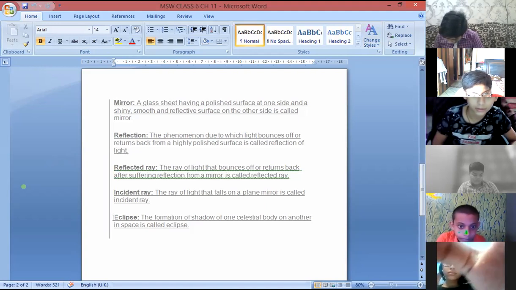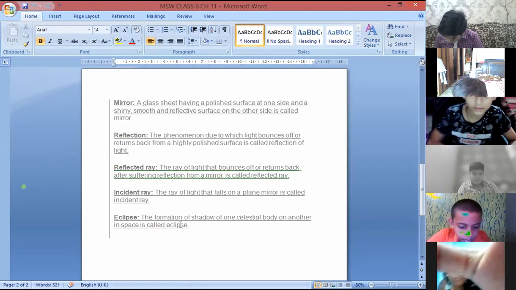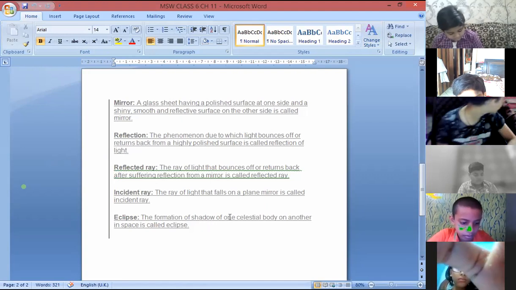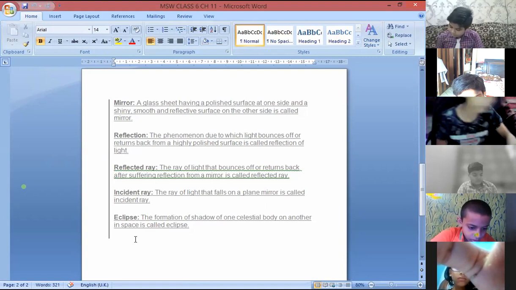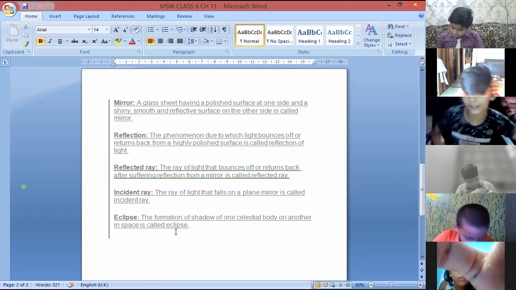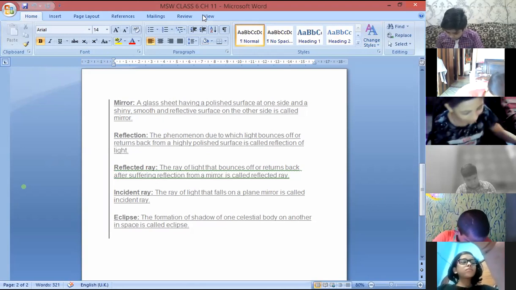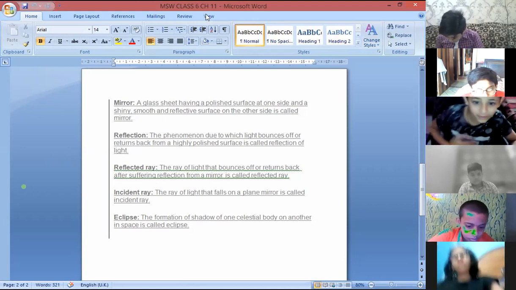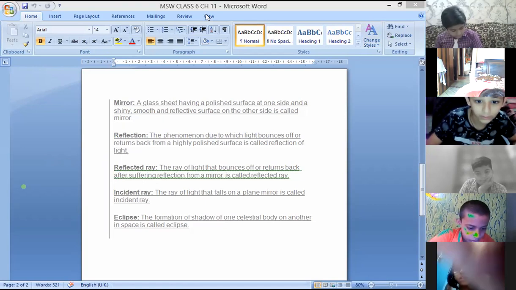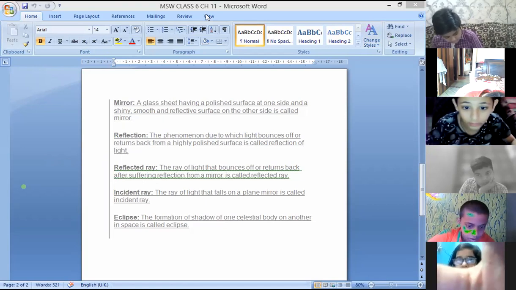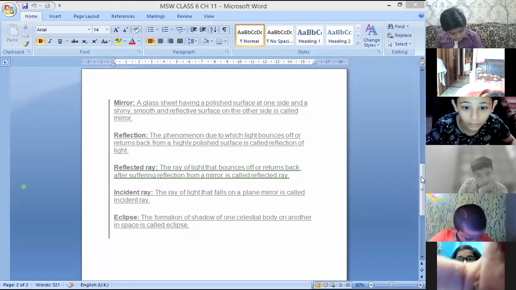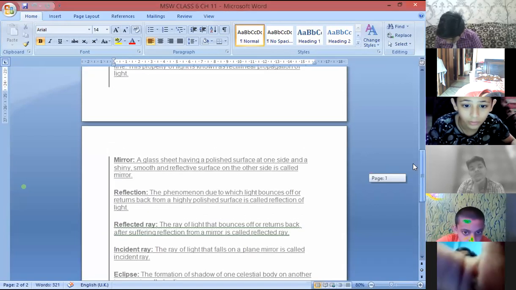Next word is eclipse. It's very important. The formation of the shadow of a celestial body on another one in space is known as an eclipse. So kindly underline the definition of eclipse.